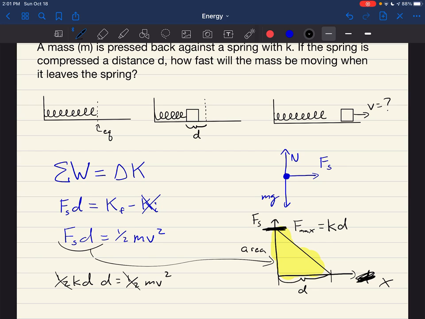So we can solve for the final speed. It would be kd squared over m, square rooted, is equal to v. So it's actually possible to find the work done by the spring force on that block by finding the area under the spring force on the block over the distance that the block travels, right? And remember, the spring force starts out strong and decreases as the spring shoots it off. That's why this graph is going down instead of up like the graphs we saw earlier.